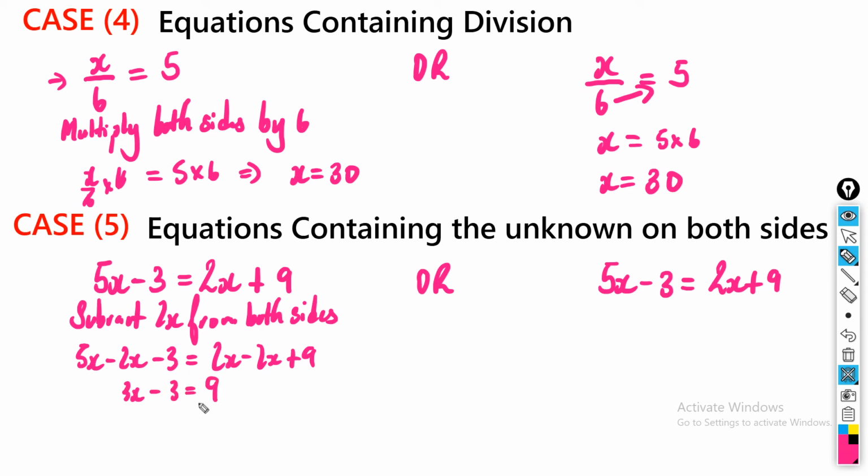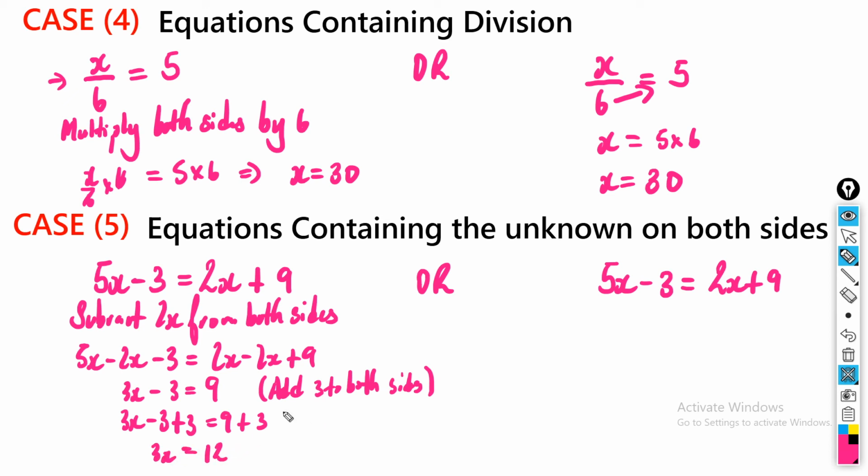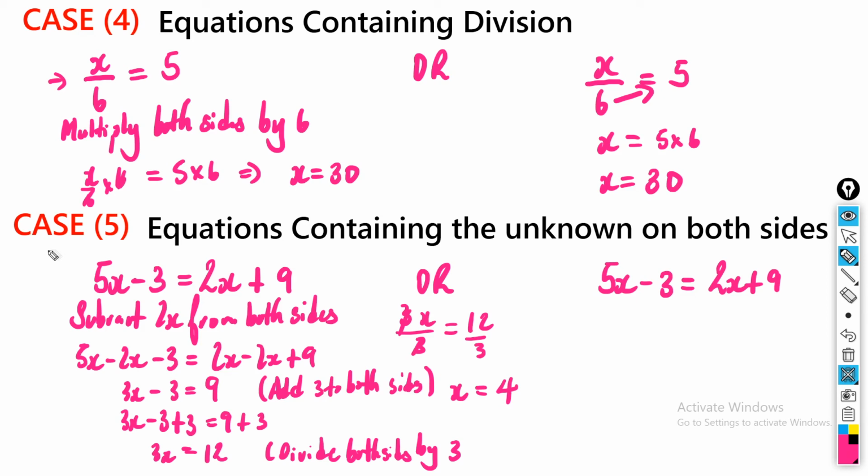Cool. And then the next thing we can do here is add 3 to both sides of the equation, and we end up with 3x minus 3 plus 3 is equal to 9 plus 3, and we're going to end up with 3x is equal to 12, right? Then the last thing we can do here, guys, is divide both sides by 3, and we're going to end up with 3x over 3 is equal to 12 over 3. These 3s cancel each other, and 3 goes into 12 4 times. So x is equal to 4. Cool. So this, guys, is the long way.